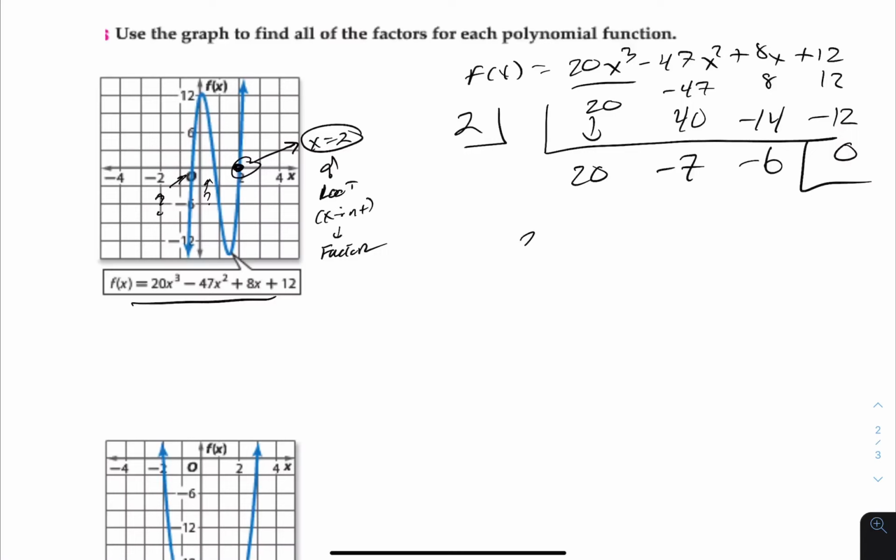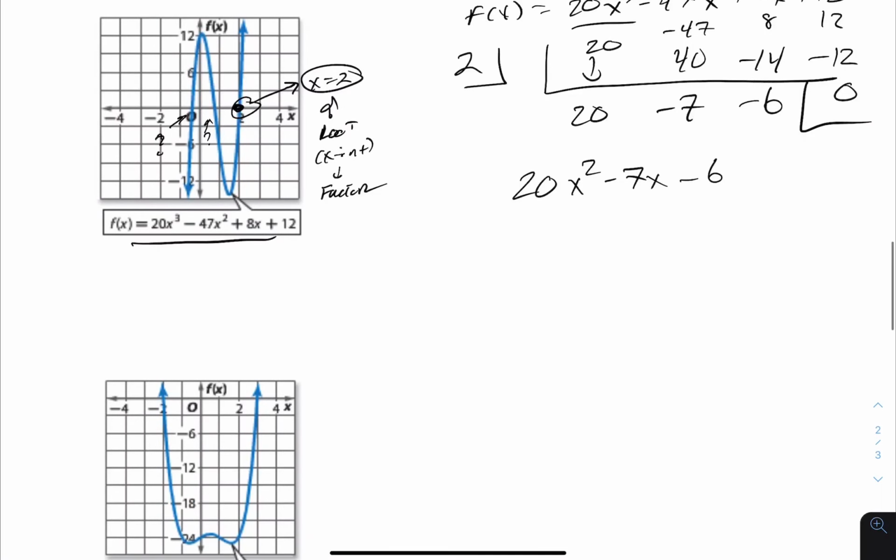So I get 20x squared minus 7x minus 6. Now, does that factor? I don't know. Let's see. Multiply them together, I get negative 120. I need two things that multiply to get negative 120 but add to get negative 7. That's another hard one. 15 and 8. You can go through all the factors of negative 120 if you want, but 15 and 8 work. 15 times 8 is 120. When you add these two up, you get negative 7. So it is negative 120.